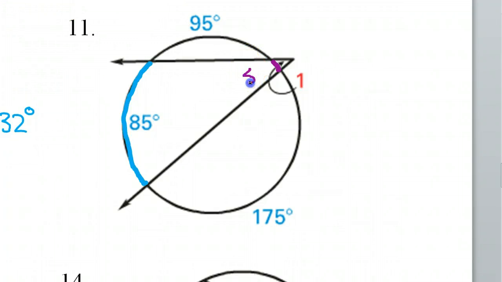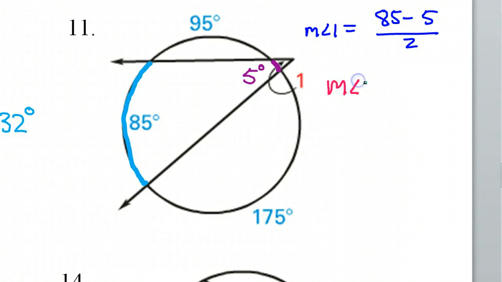Okay, so this is 5 degrees. That's enough information. We needed the angle, so I can just say the measure of angle 1 is equal to the big arc minus the small arc, so 85 minus 5 divided by 2.